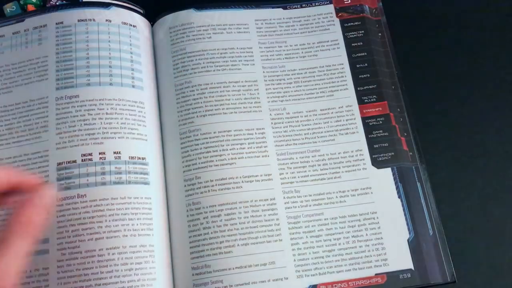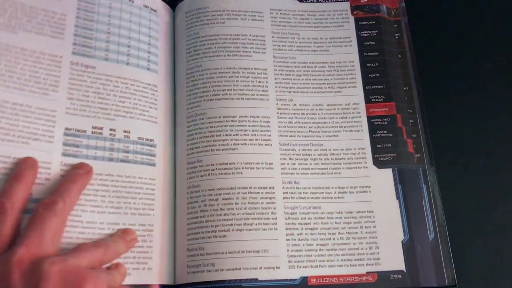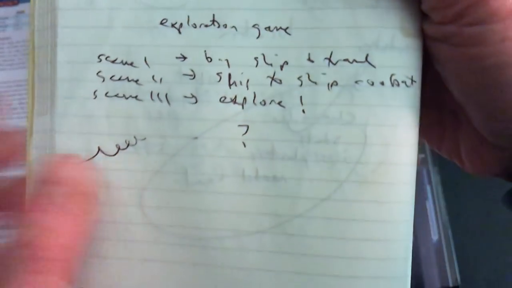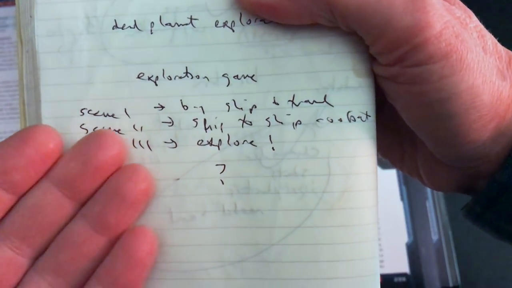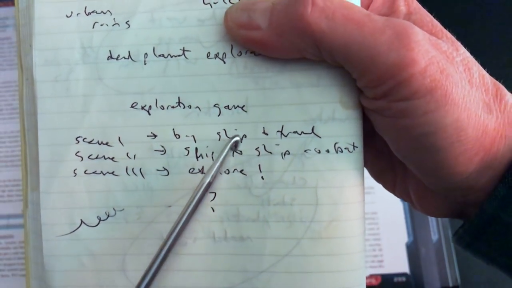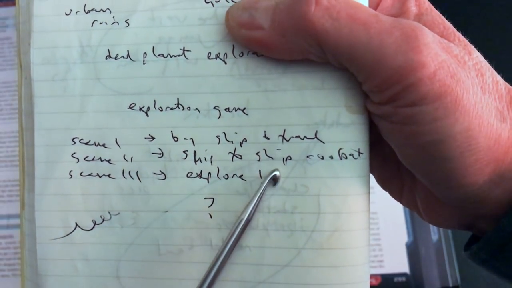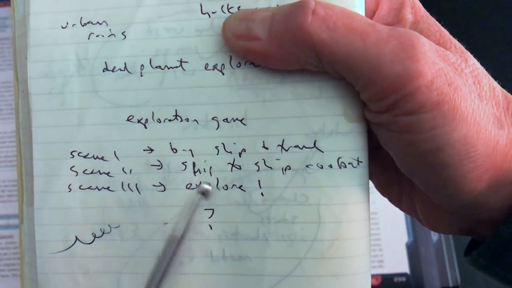So from that, I decided on a basic structure of at least what I think I'm going to want to do here, which is my exploration game. It's going to be a scene-based game, and I'm first going to try to build a ship and travel somewhere, and within that I want to have some ship-to-ship combat somehow, and then of course I'm going to explore.